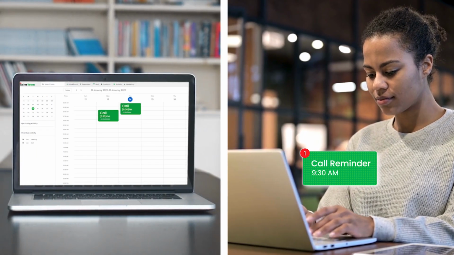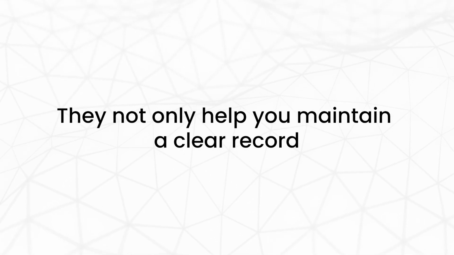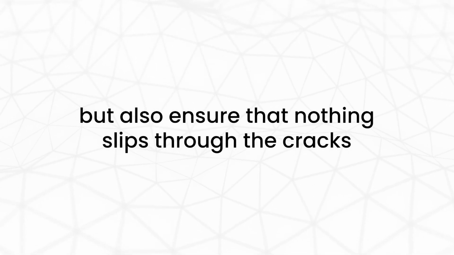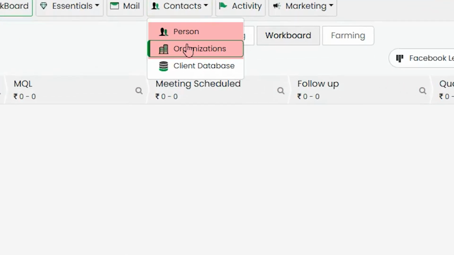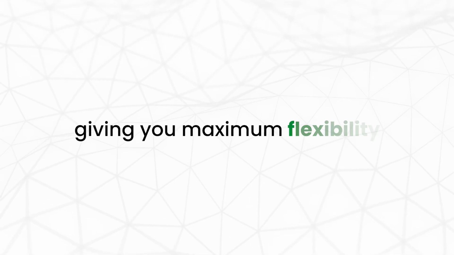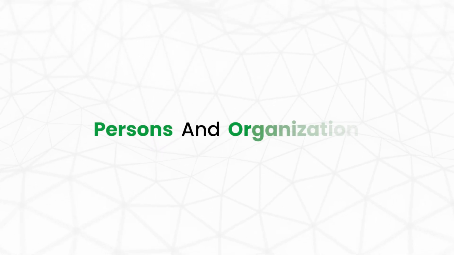Activities are your roadmap for tracking tasks, calls, emails, and meetings. They not only help you maintain a clear record but also ensure that nothing slips through the cracks. In SalesTown, activities can be managed separately for persons and organizations, giving you maximum flexibility. Let's explore how you can efficiently add an activity for both persons and organizations.